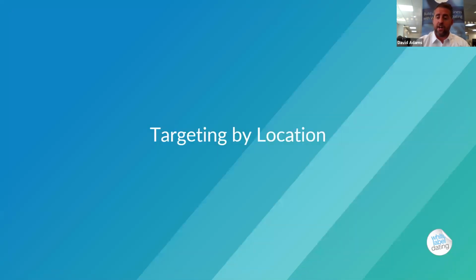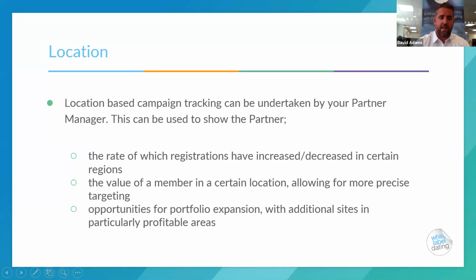Targeting by location, another important area to consider. Location-based campaign tracking can be undertaken by your partner manager. And this can be used to show you as the partners the rate at which registrations have increased or decreased in certain regions, the value of a member in a certain location, allowing for more precise targeting, and even the opportunities for portfolio expansion with additional sites in particularly profitable areas.